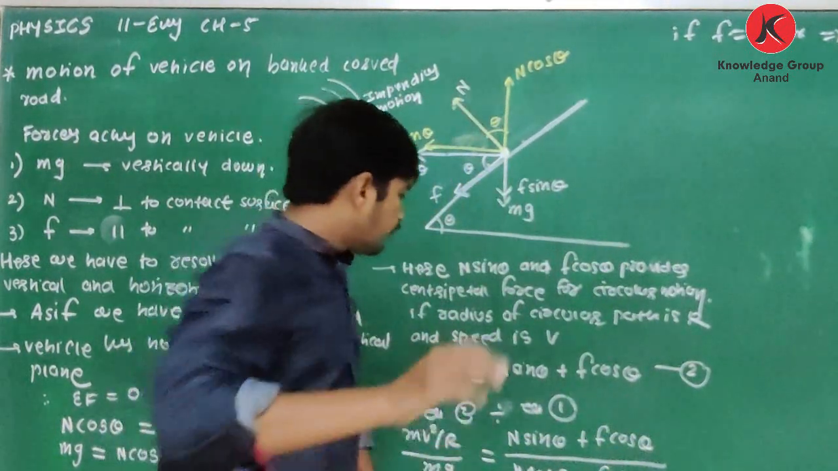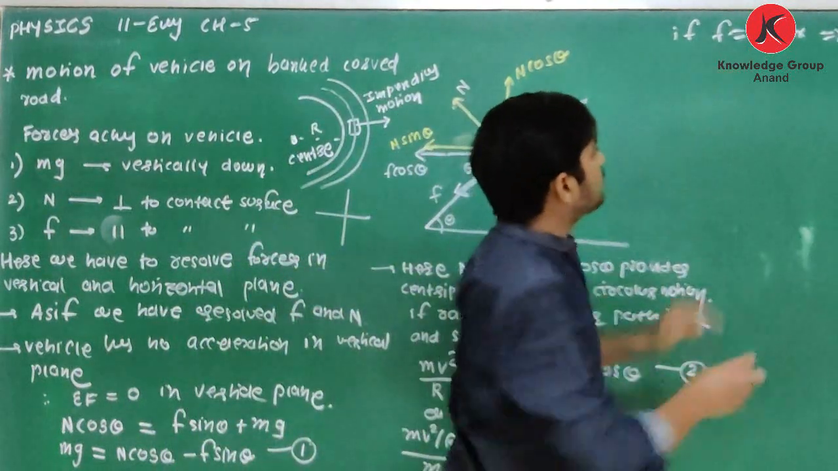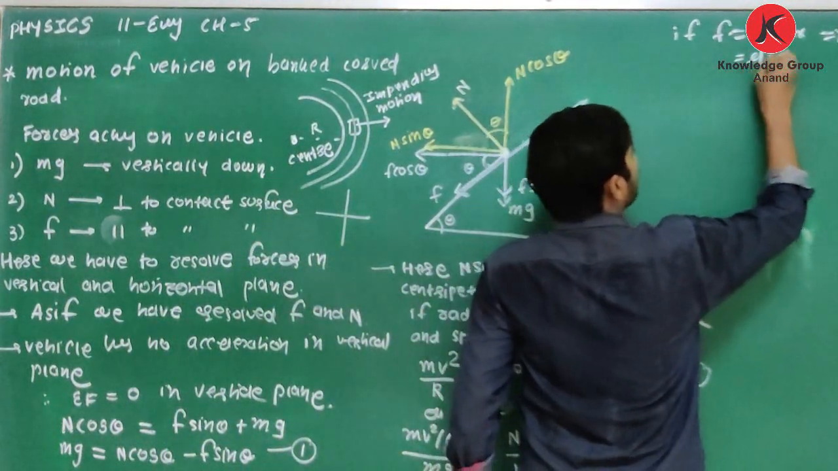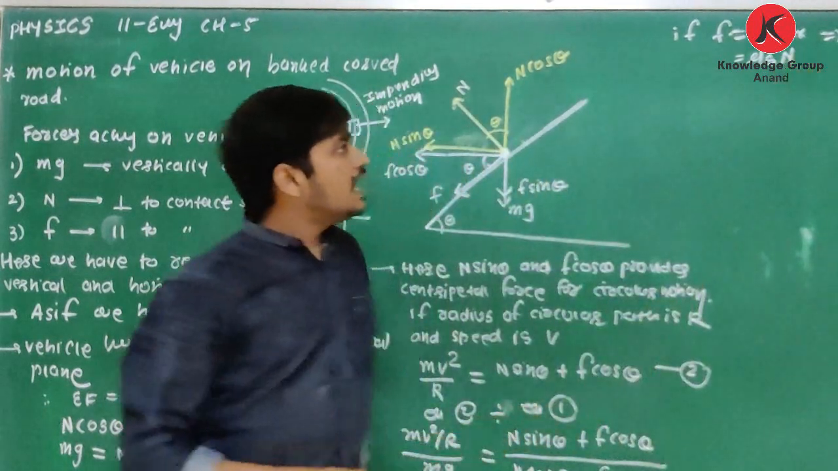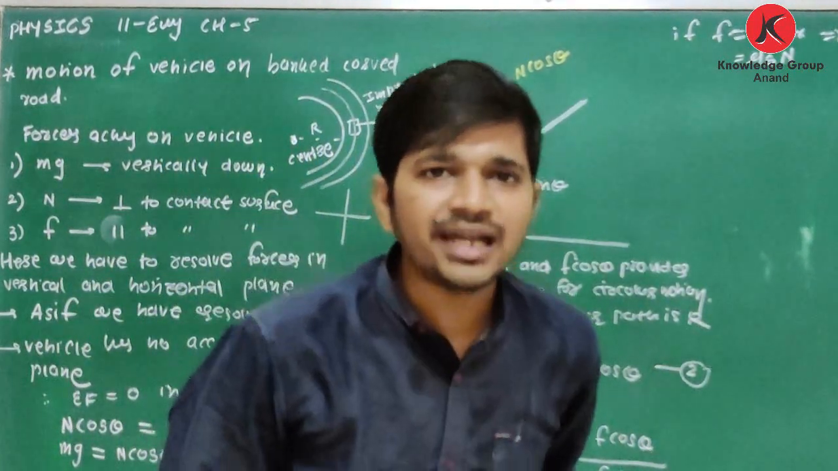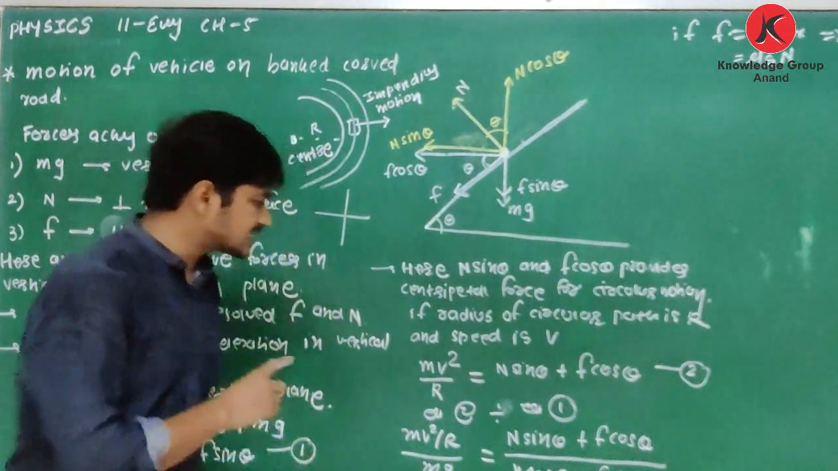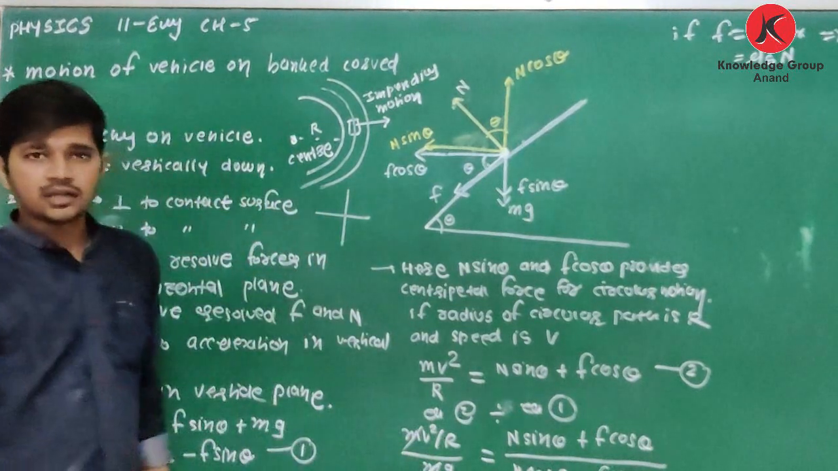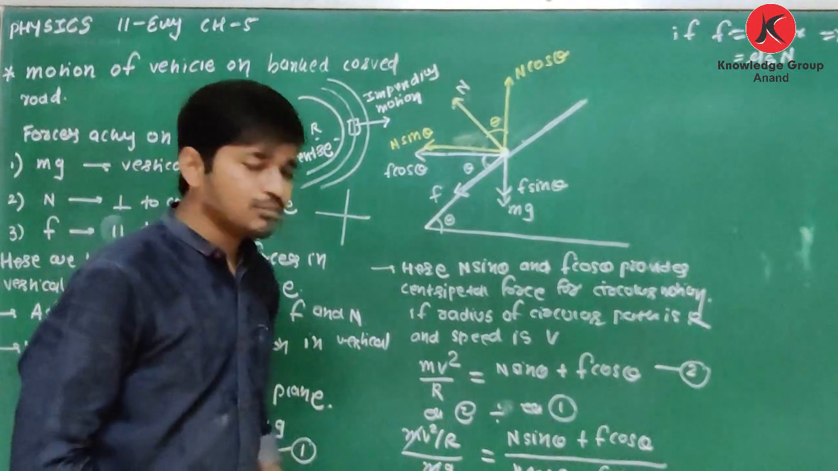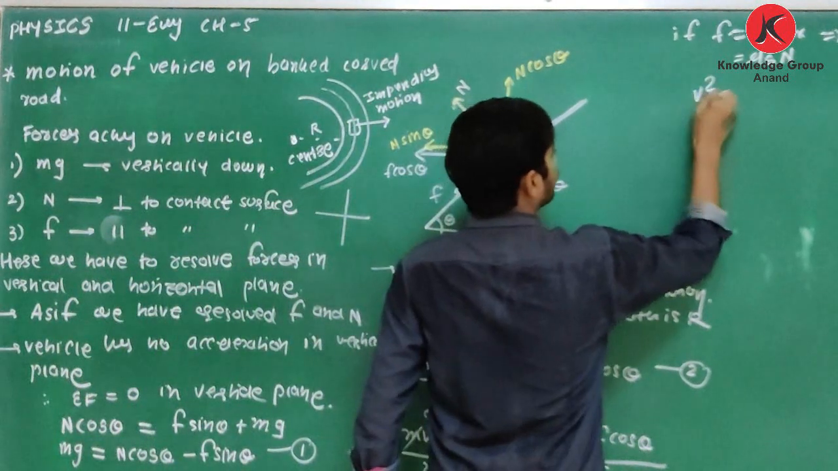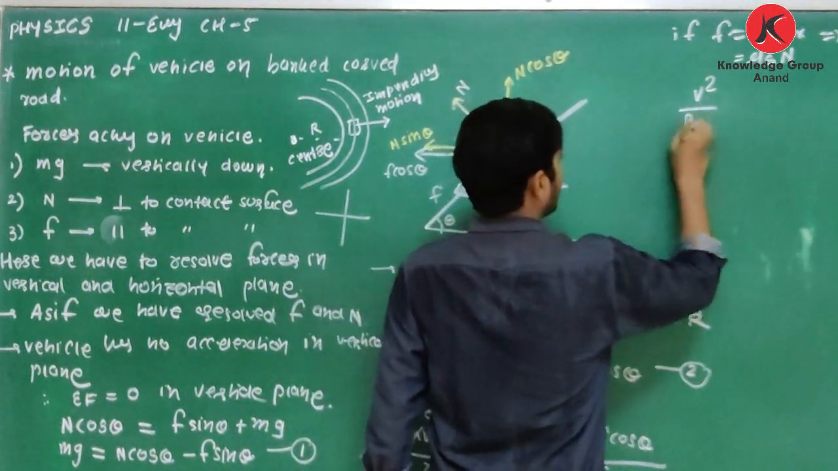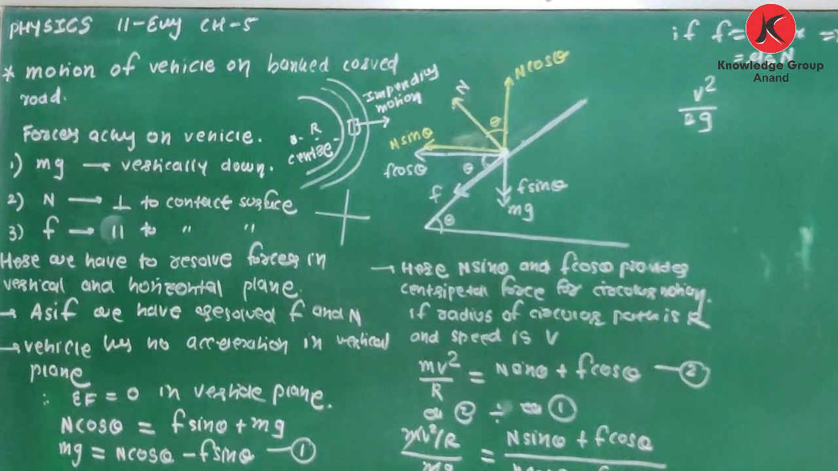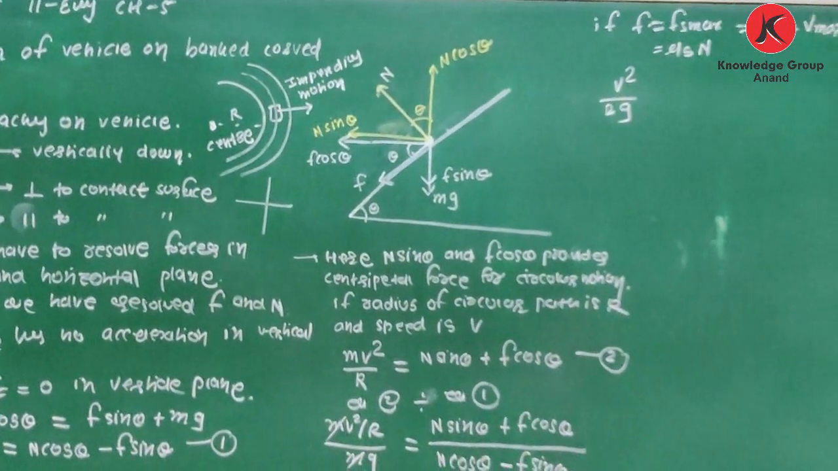Clear about this? And we also know that Fs maximum is equal to mu s into n. Yes or no? Yes it is. Then see how to write in this equation. M cancels. Then here it is V square upon Rg. Clear about this step?